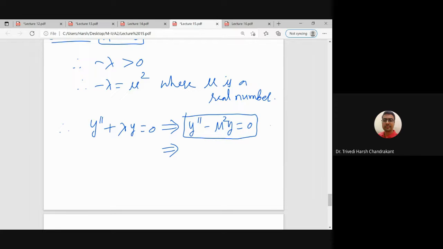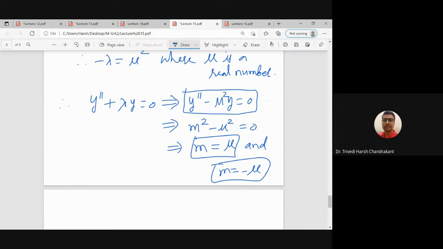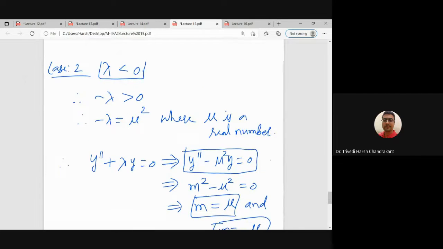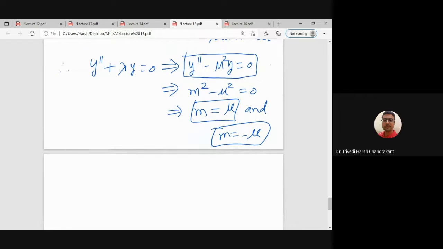constant coefficients. So we can find the corresponding characteristic equation, that is m square minus mu square is equal to 0, and that will give us two different values of m, that is m is equal to mu and m is equal to minus mu. And since lambda is negative, mu and minus mu cannot be the same, they are different numbers.